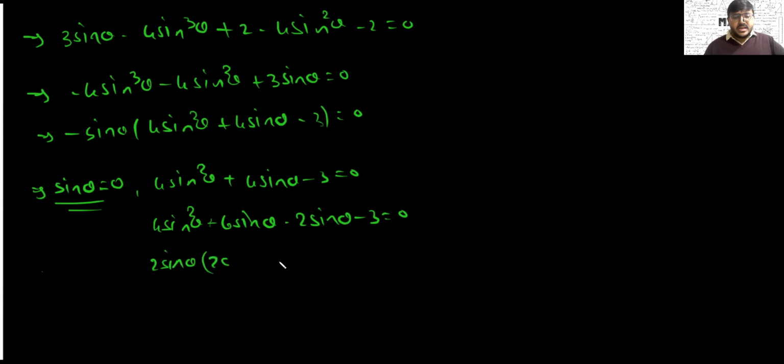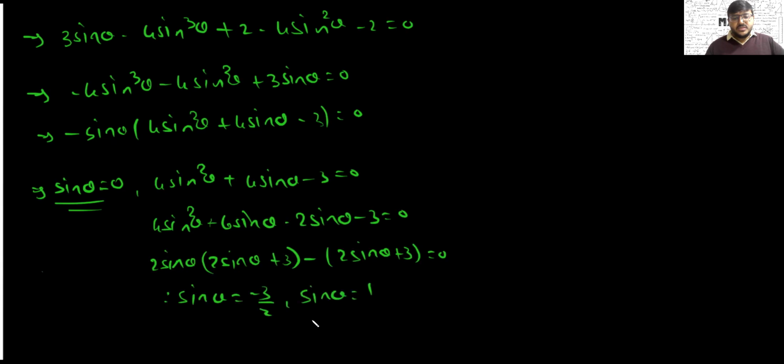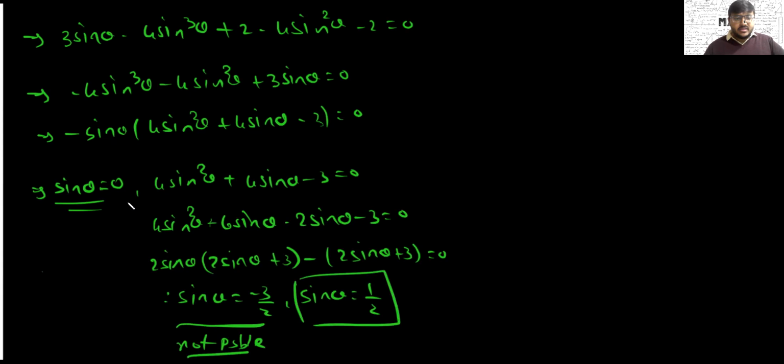So we'll have (2 sinθ + 3)(2 sinθ − 1). So 2 sinθ + 3 = 0. Therefore, either we get sinθ as −3/2 or sinθ as 1/2. But as we know, this cannot be possible, right? So only sinθ will be 1/2 or sinθ will be 0.